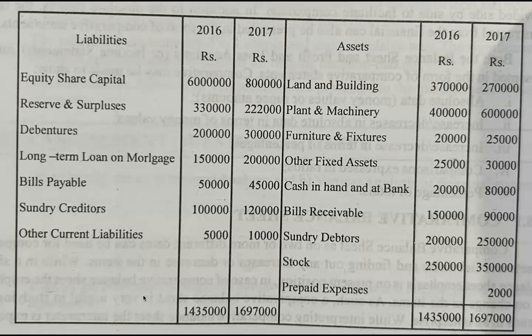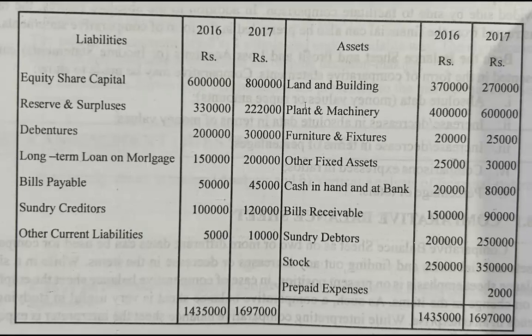You see the order of permanency. That is, the longest item in the company, equity share capital, is taken first. The next longest, reserves and surplus, is taken next. The next longest, debentures, next. And the shortest item, other current liability, is taken at the end.